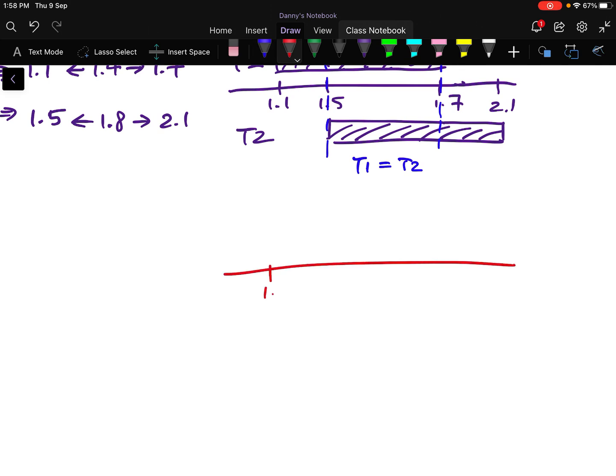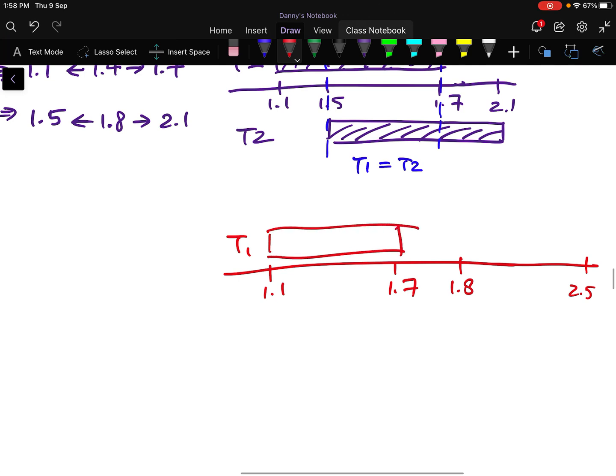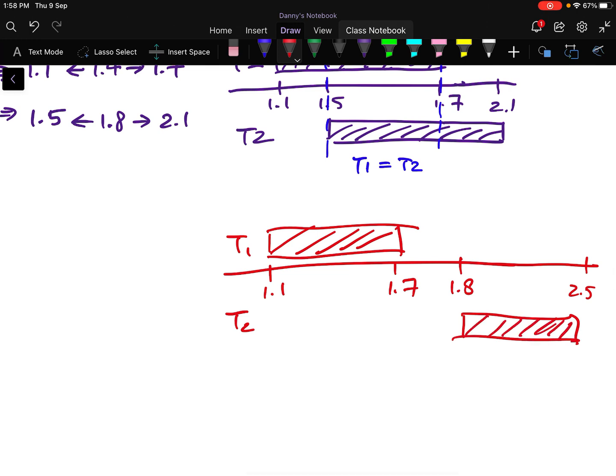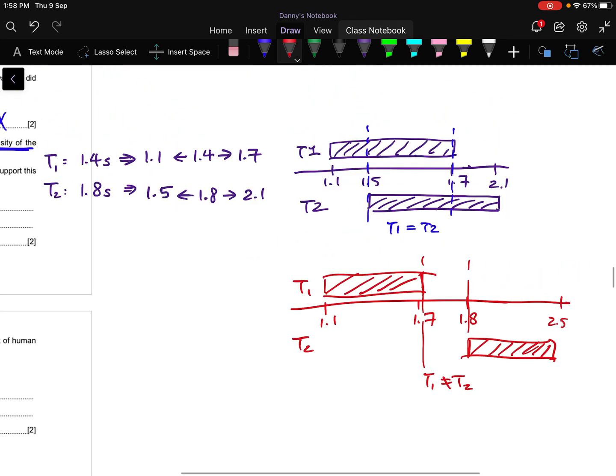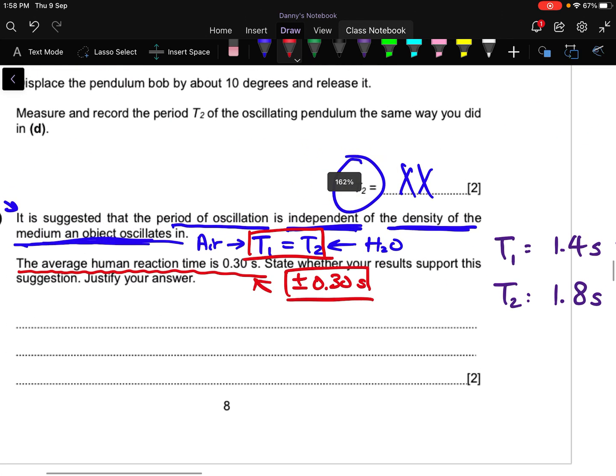Compared to, let's say, another set of reading. Let's say another set of reading you get is 1.1 to maybe 1.7. Let's say this is the reading you get. And then after that, you get the other set of reading is maybe 1.8 to 2.5. So let's say T1 will occupy this range, and then T2 occupies this range. Can you ever get T1 to be equal to T2? No, there's no overlapping. So we say that T1 can never be equals to T2. So that is the general idea of how you can use the average human reaction time.